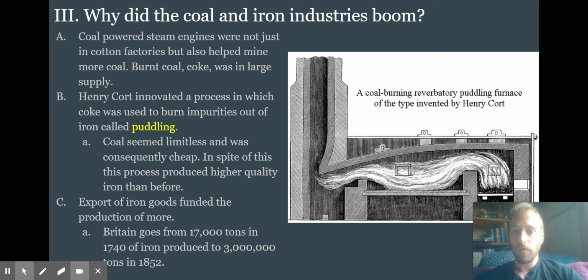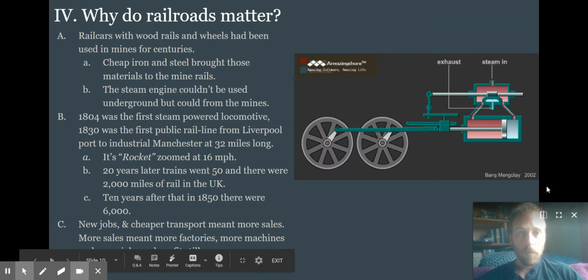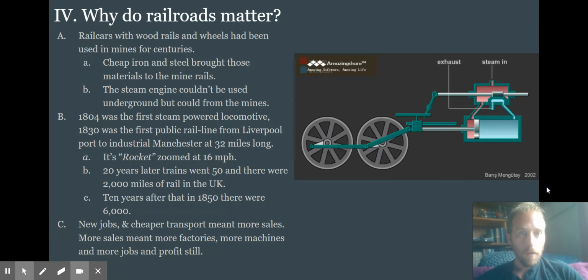And so just kind of like cotton, Britain is exporting in 1740, 1,700 tons of iron. If you think back to the American Revolution, that's part of what the revolution was about, is the British bringing their manufactured goods to the United States, to 3 million tons of iron being exported from Great Britain about 100 years later in 1852.